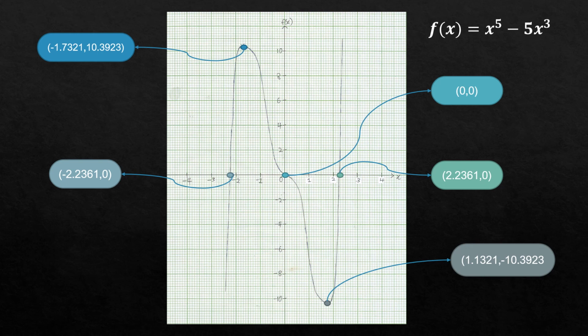This is the graph I formed by using the information gathered from the calculation above. The important points are plotted, such as the x-intercept, y-intercept, and the local maximum point and local minimum point.